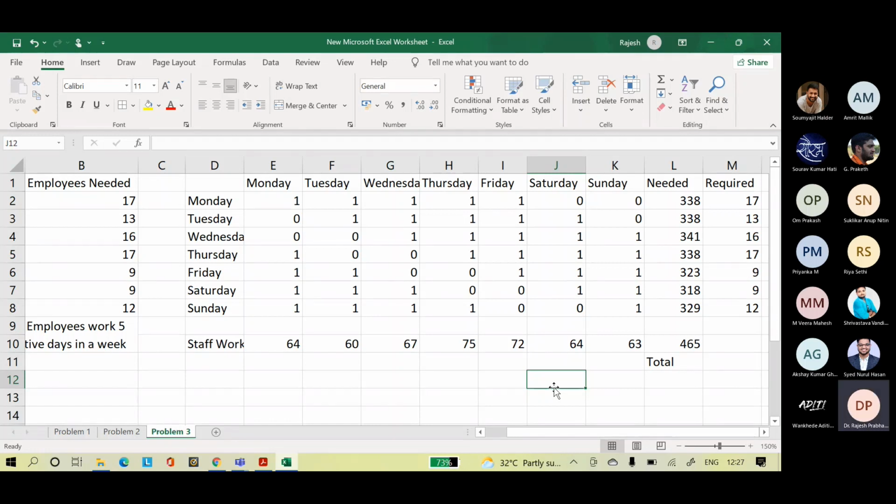Got it, participants? Anybody got the answer? Somebody tell me the answer. What is the answer? 19.66.